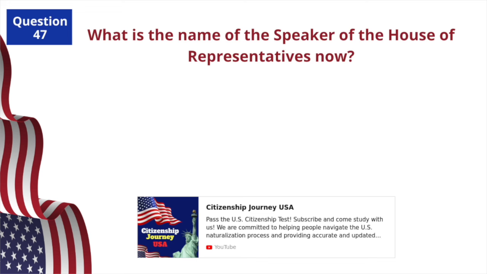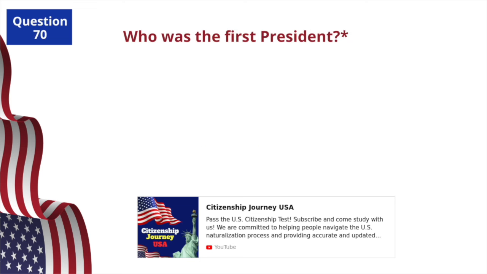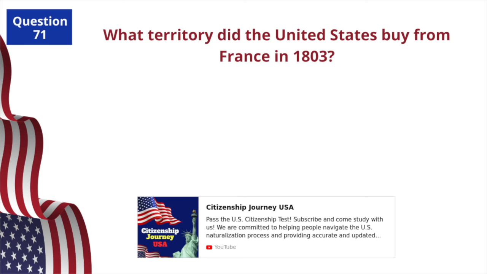What is the name of the Speaker of the House of Representatives now? Mike Johnson. Who was the first president? George Washington. What territory did the United States buy from France in 1803? The Louisiana Territory.